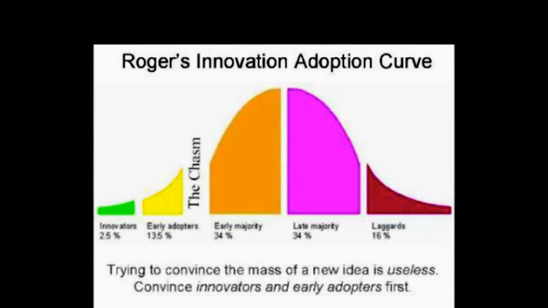The innovation adoption curve of Rogers is a model that classifies adopters of innovations into various categories, based on the idea that certain individuals are inevitably more open to adoption than others. As you can tell, the innovators and early adopters cover the first 16% of the overall population. The early majority and the late majority cover roughly 34% each, and the laggards cover the last 16%. So when trying to convince the mass of a new idea, it is useless. Convince the innovators and early adopters first.